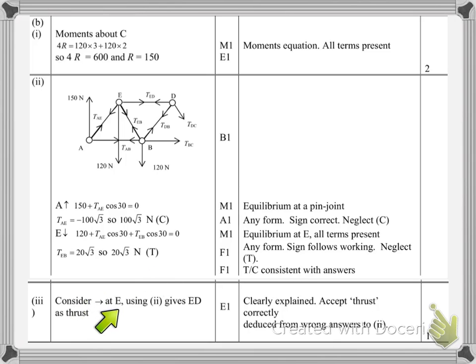And for the final answer, they've said to consider horizontally at E, using the results from part 2, gives ED as thrust. Now that in itself is not very clearly explained, but it does actually say they'll give you the marks if you have clearly explained it. Even if you've used the wrong answers to the previous part, you'd be able to pick up that mark if you've understood what's going on there.